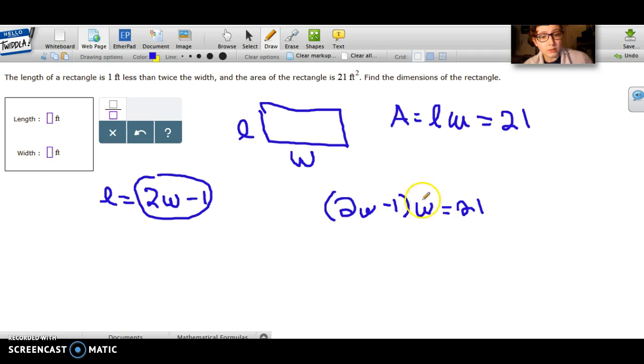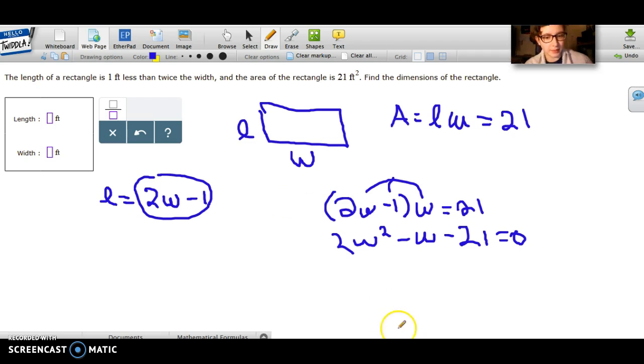So we can solve this. Distribute this W to both of these terms. So 2W times W is 2W squared. W times negative 1 is negative W. And then I'm going to subtract 21 on both sides. So 21 minus 21 equals 0. And now we can solve this using the AC method. There's nothing that we can take out of all these terms. So that's our first step, but we can't take anything out.